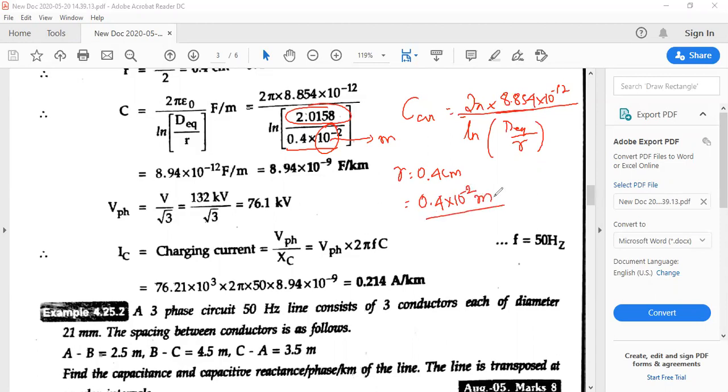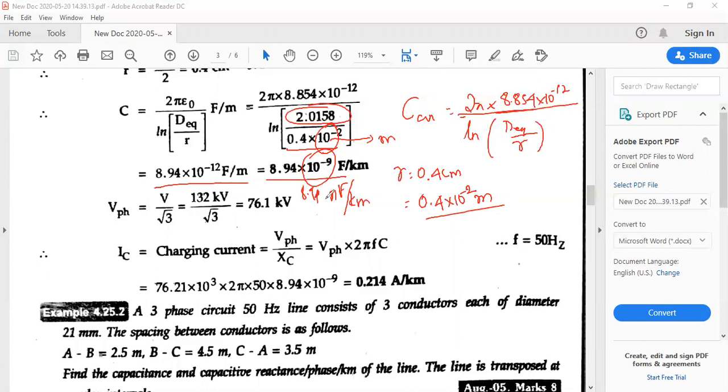So this is what you can find out, and at the end you can find the capacitance as 8.94 into 10 power minus 12 farad per meter. Equivalently, 10 power minus 9 can be written as nanofarad per kilometer. So 8.94 nanofarad per kilometer is the answer.